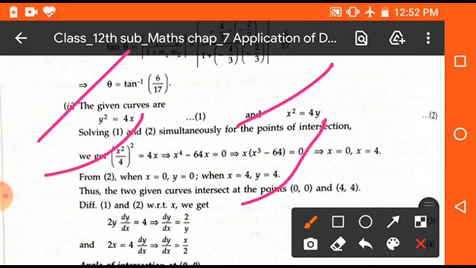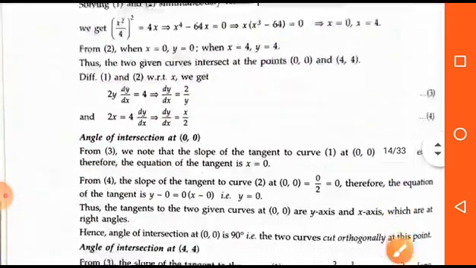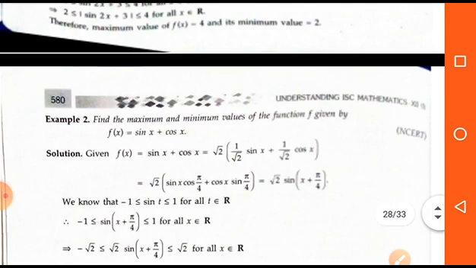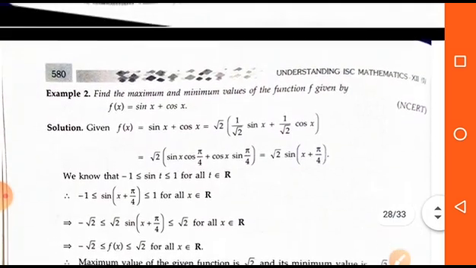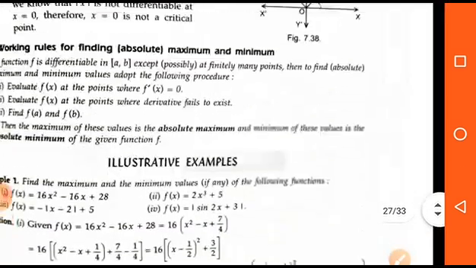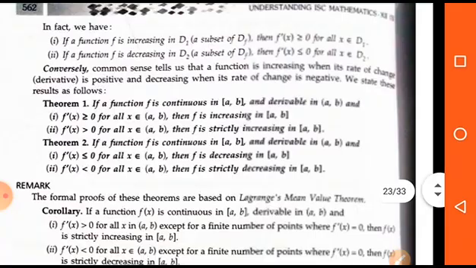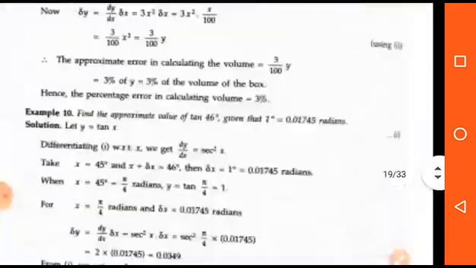So at (0, 0), from the first equation and second equation we get two slopes. Clear? That means m1 and m2. In the same way, you can also find the slopes at the second point. Now, if we find both slopes m1, m2, then you will put these two slopes in the given formula. Okay, students, like this.